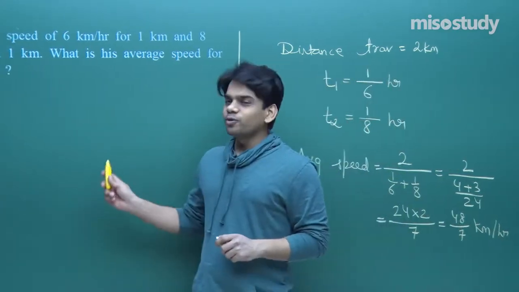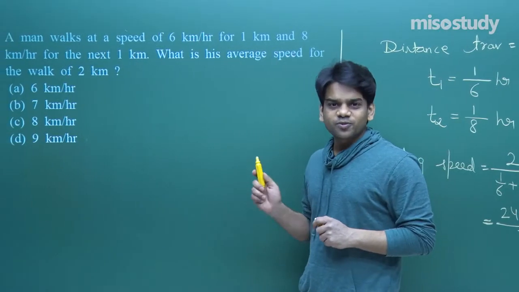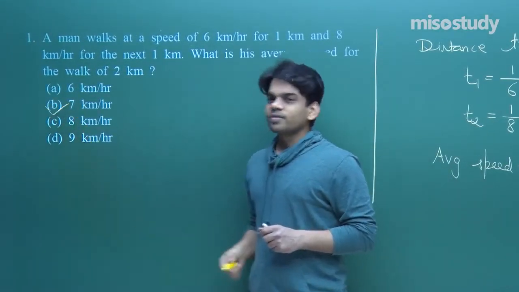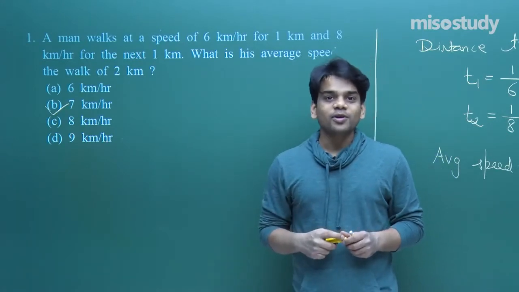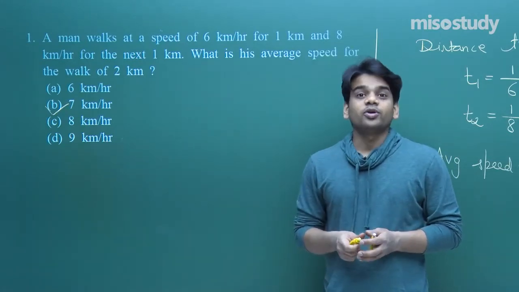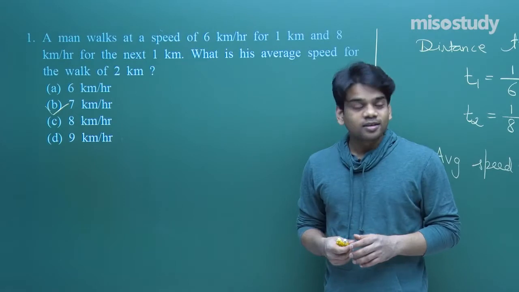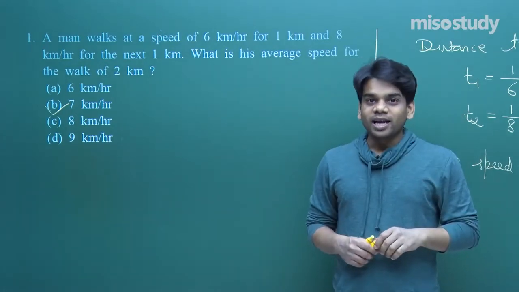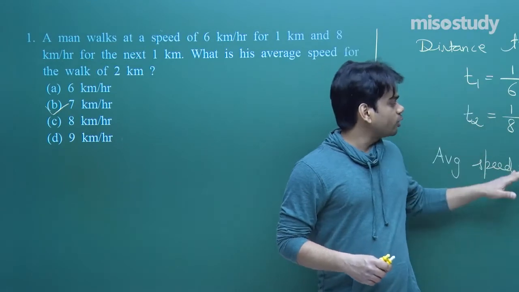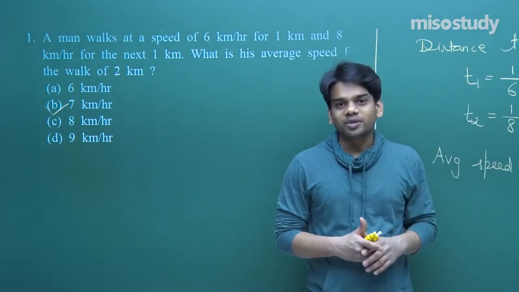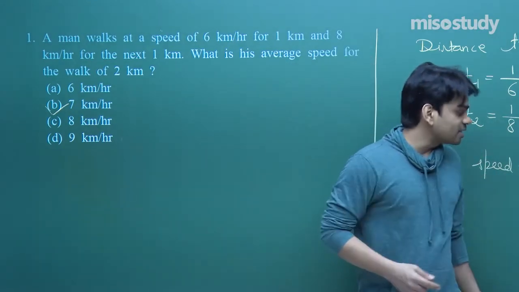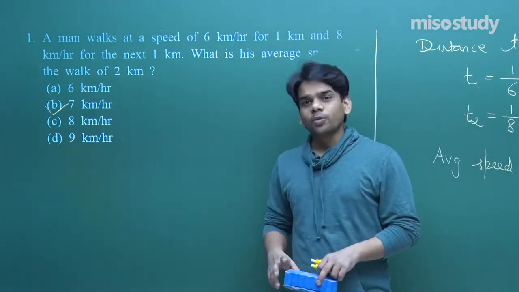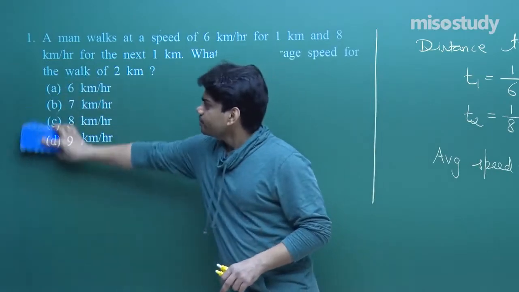So from here, if you check the option which is best matching, that is nearly equal to 7 km per hour. I hope that you have got how we have solved this question. We have to evaluate the time taken. So it will be 1 by 6 for the first kilometer and 1 by 8 for the next kilometer. And then the total distance is 2 km. So divide 2 by the entire time taken. So we are getting 48 by 7, that is nearly equal to 7 km per hour. So that's why I have marked 7 km per hour as the answer.